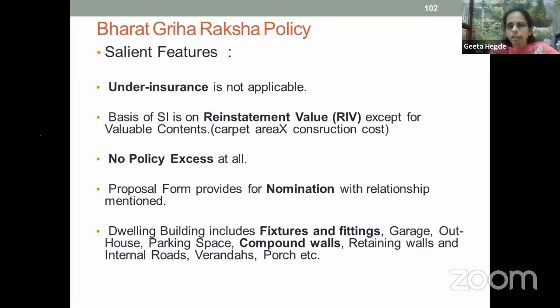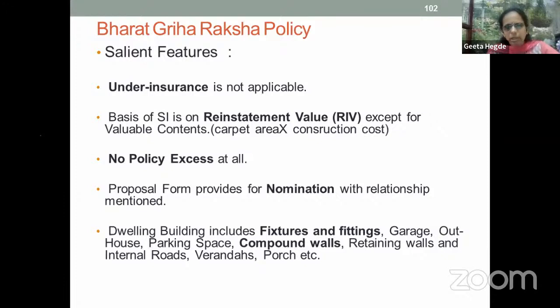Basis of sum insured on reinstatement value basis except for valuable contents. Now, there is a major difference: the sum insured on reinstatement value basis. When we say reinstatement value basis, that is what we have seen yesterday also. That is the cost of new building to be constructed or machineries to be purchased or furnitures and fixtures, cost of today's value of the old furniture or old building, the cost at which it can be now reinstated or replaced. Now, all the policies are on reinstatement value basis.